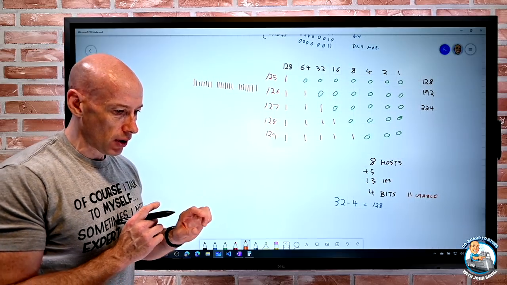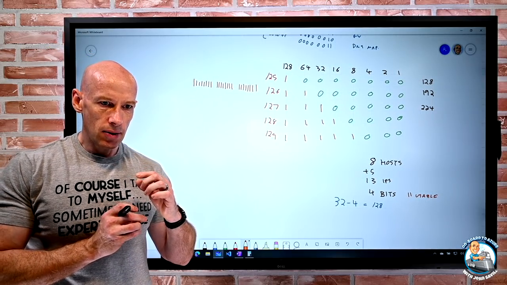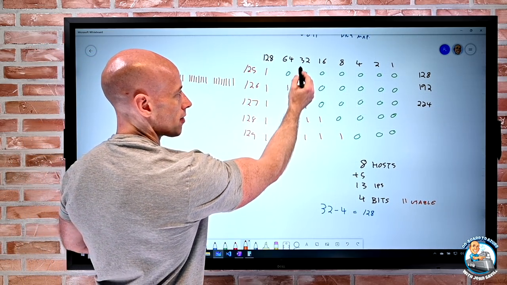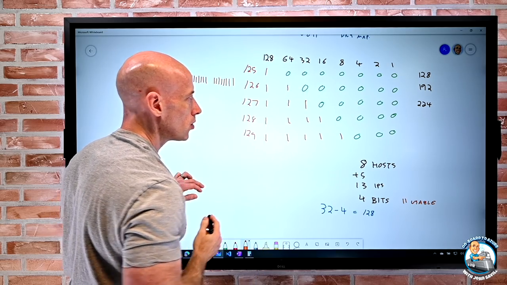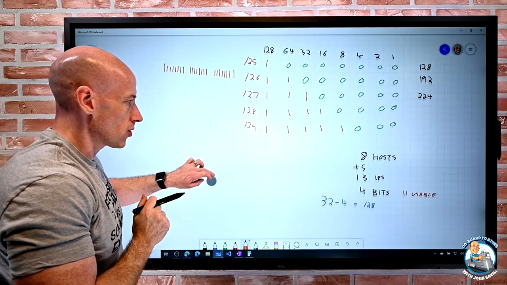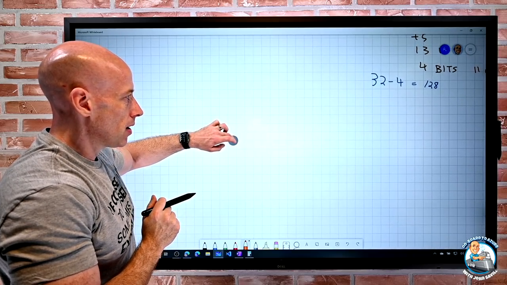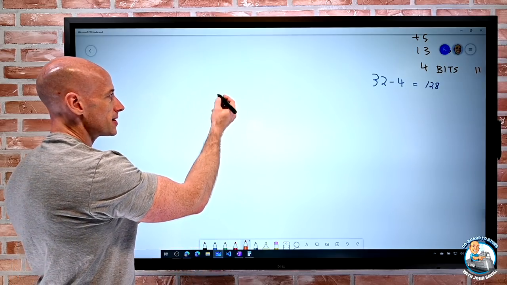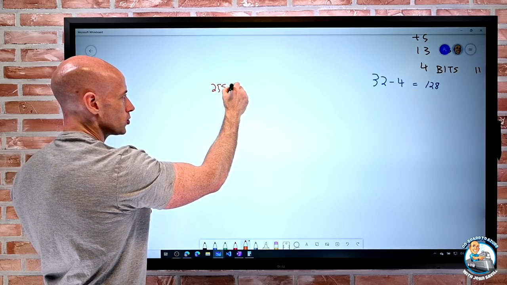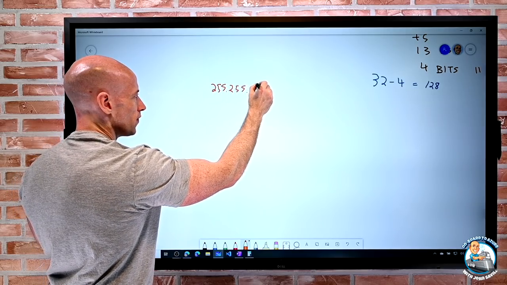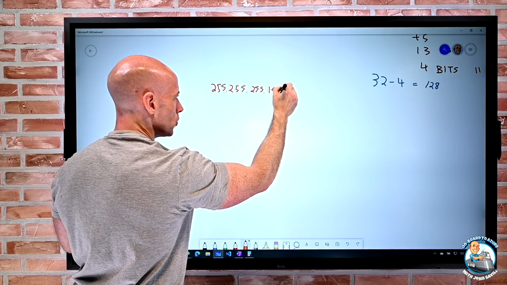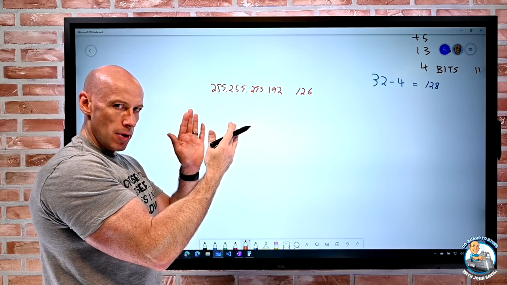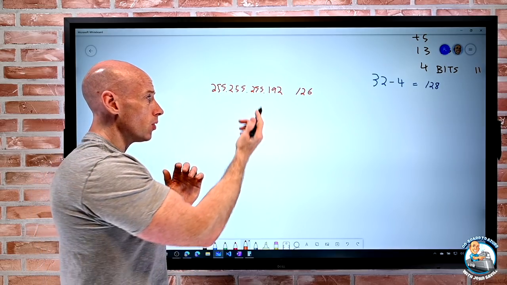Let's take an example of using a /26. So we're stealing 2 bits from the host address. Let's look at the math for a second. What would my subnet mask be? My subnet mask is 255.255.255.192, because I'm doing a /26. I'm stealing 2 bits, the highest-order bits of those. 128 plus 64 is 192.